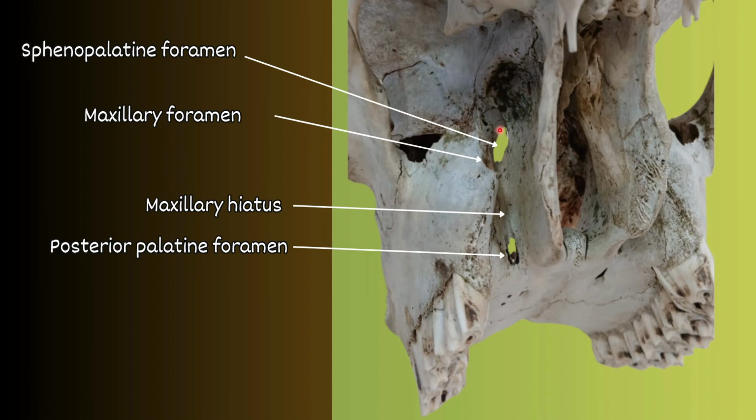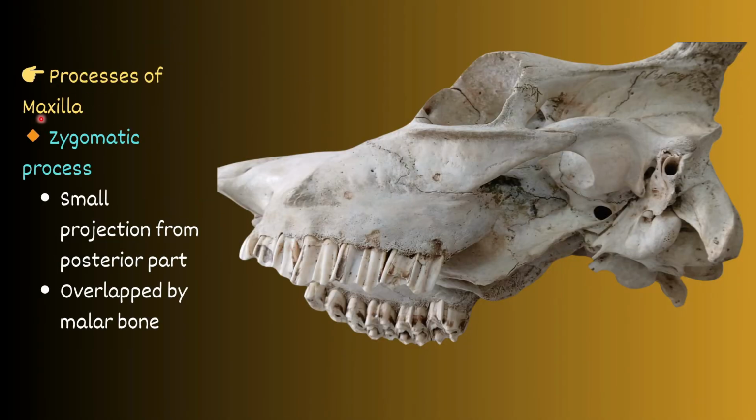This is the sphenopalatine foramen, and just here you will find another foramen, the maxillary foramen, and this is the maxillary hiatus, and this one is your posterior palatine foramen.